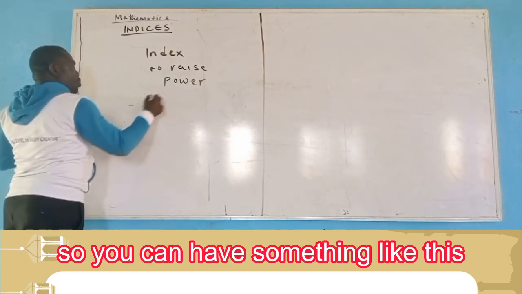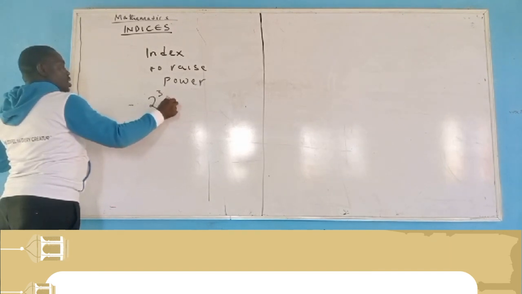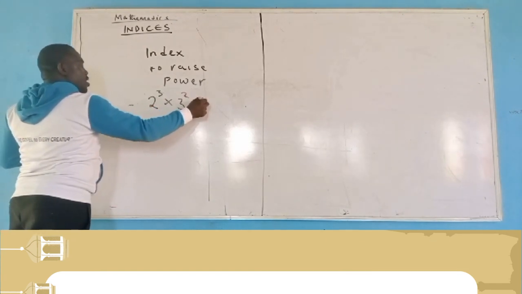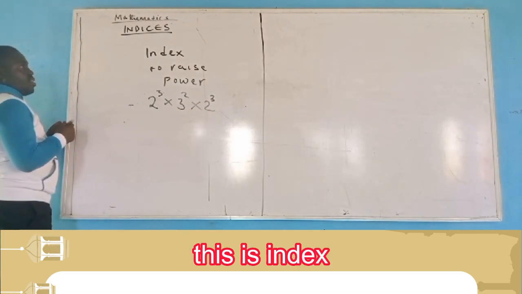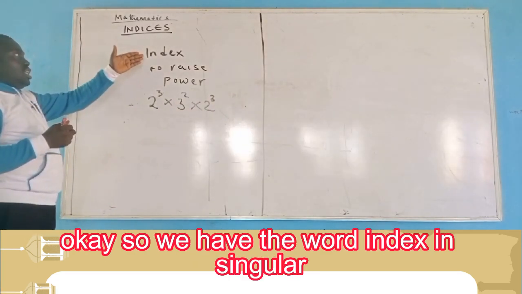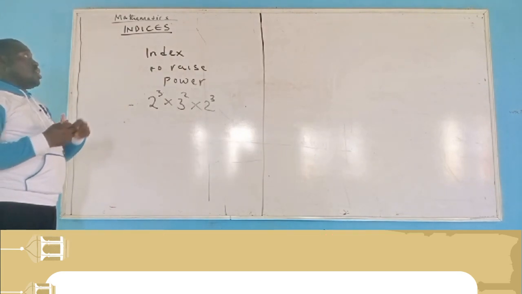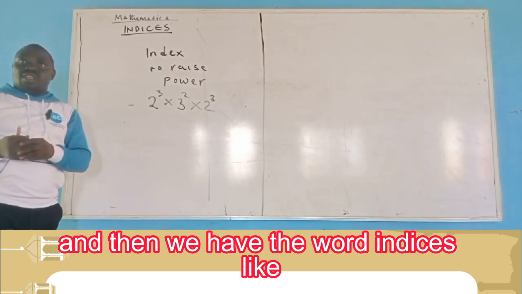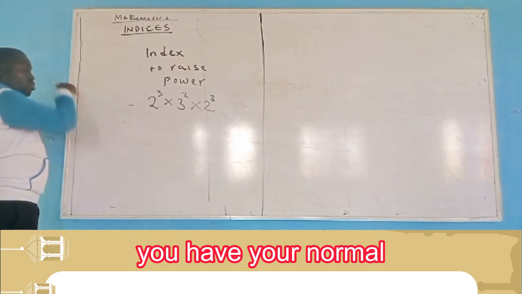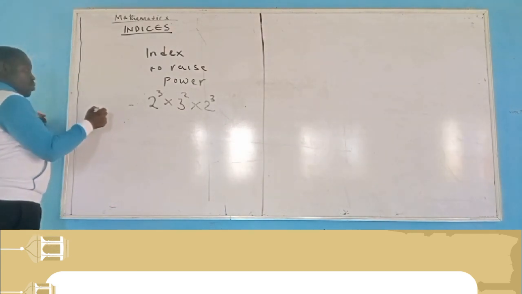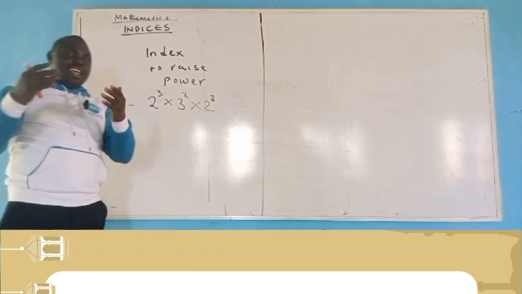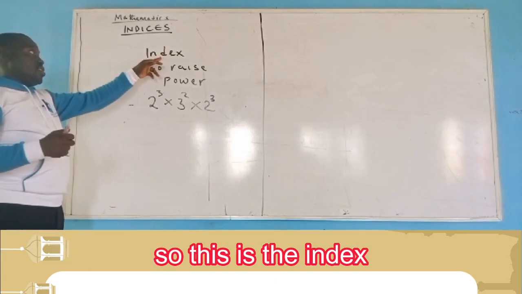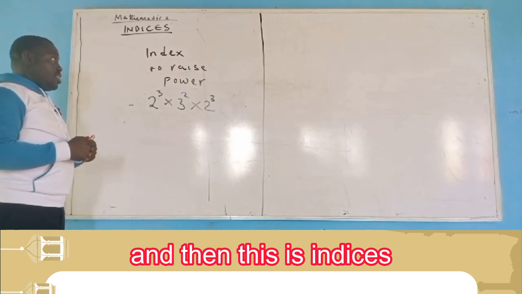So you can have something like this, and something like this. This is the power, this is the index. So we have the word index in singular, and then we have the word indices, just the way certain words have a singular and a plural form. So this is the index, and this is indices.